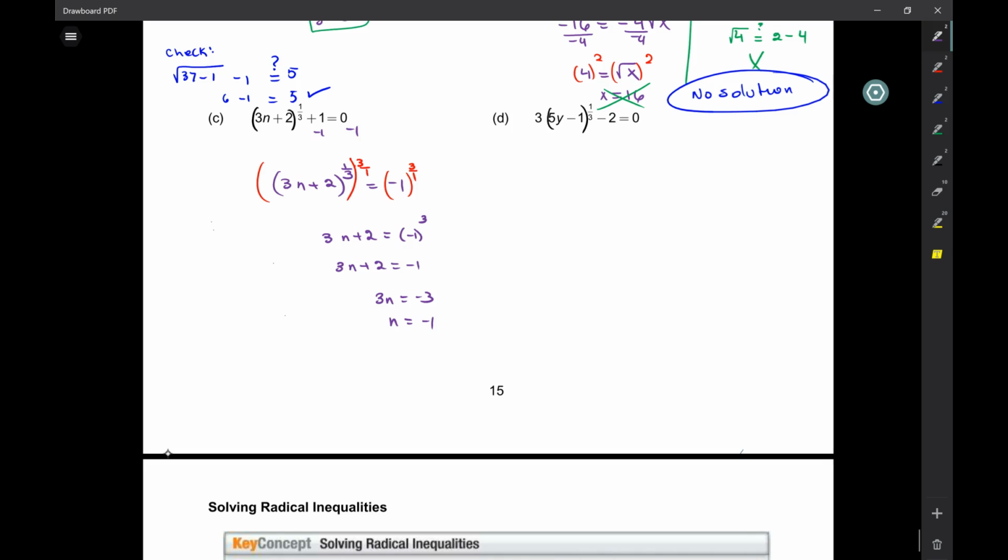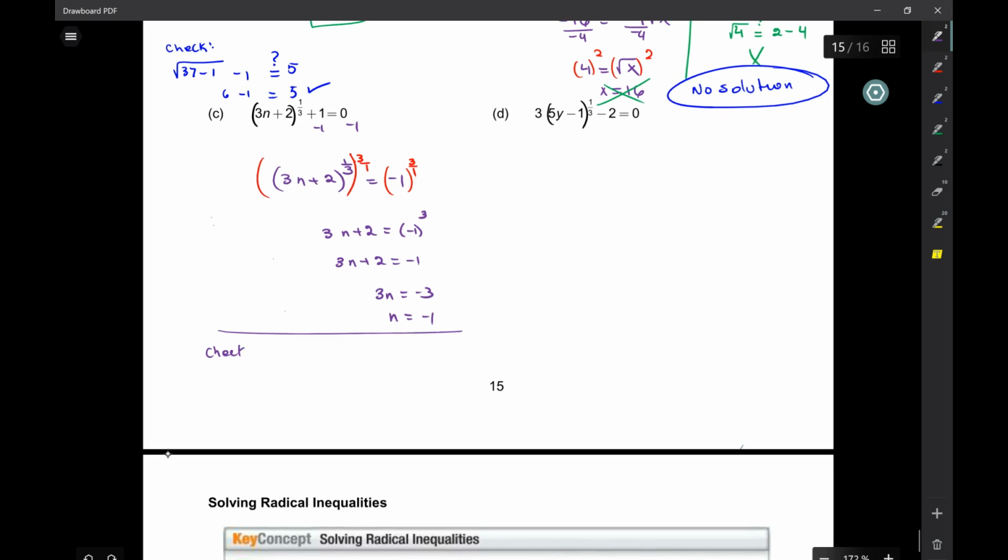All right. Questions on this? Okay, so now go ahead and check and let me know if that works. When you check, it does work, so the answer is n equals negative 1. All right, let's do this next one. What can I do for this next one? Add 2 first.